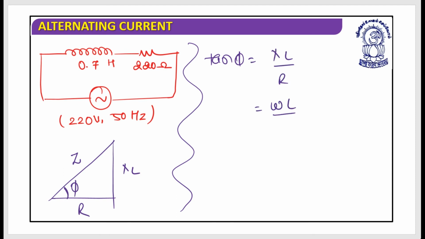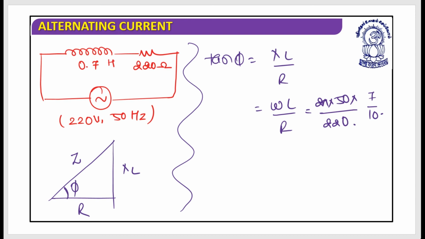This XL is equal to omega L by R. Omega is 2 pi multiplied by frequency, which is given as 50, multiplied by 0.7, that is 7 by 10, divided by resistance, which is equal to 220. I hope this is clear.